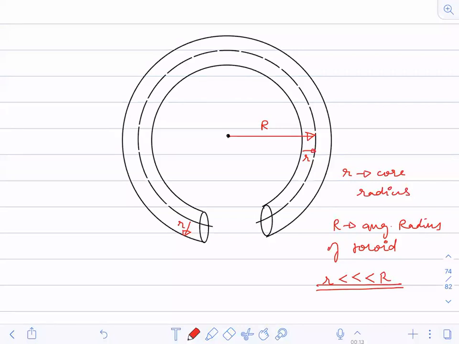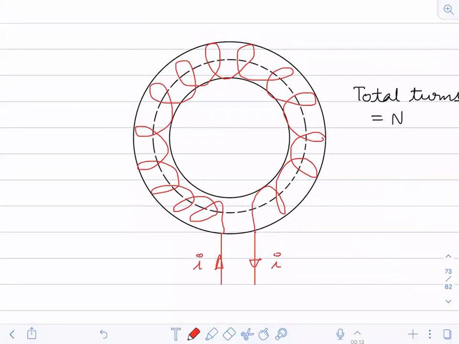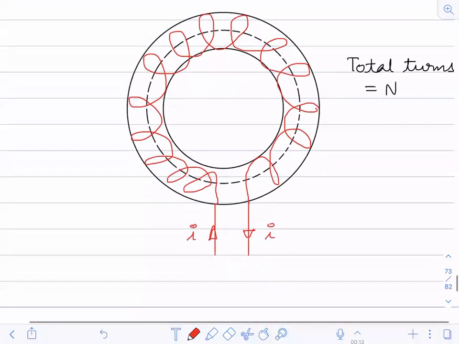Now here we have made a wiring. We have to calculate the magnetic field at the point, at the center, at inside points. Inside, somewhere here, we have to calculate the magnetic field. So this is a solenoid which is joined end to end. So the magnetic field outside the toroid will also be 0.